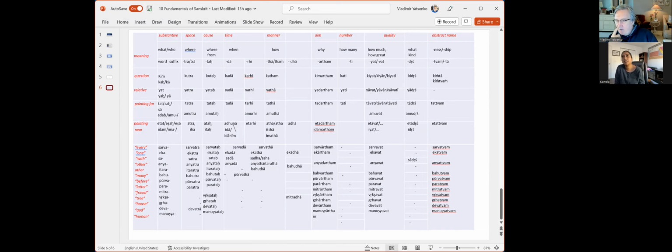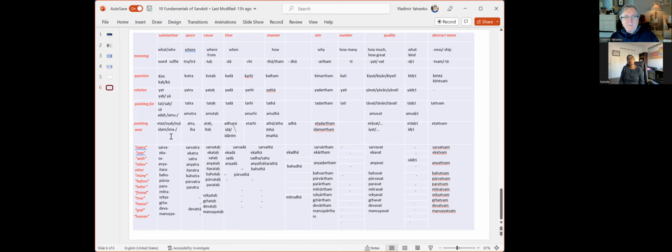You should have this different in Tamil also. In Hindi you have different also: jab, kab. Makes sense. Okay, I understood now. So we have questioning, we have relative, we have pointing far, that, and pointing near, this. So these are the main pointing words: who, relative, that, this, four of them.